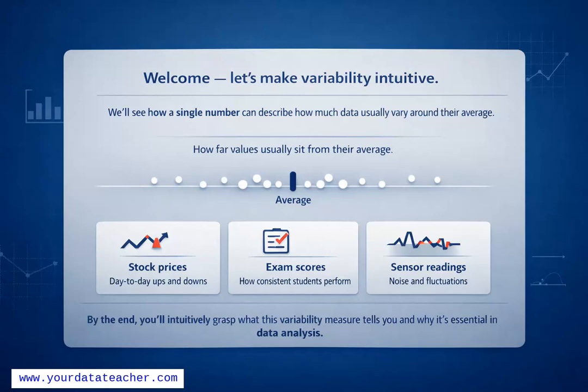Welcome! On this slide, I want to give you a clear idea of what we are about to learn and why it matters. Standard deviation is a single number that tells you how much your data typically vary from their mean. In other words, if you know the average, standard deviation tells you whether most values stay close to that average or whether they tend to wander far away.